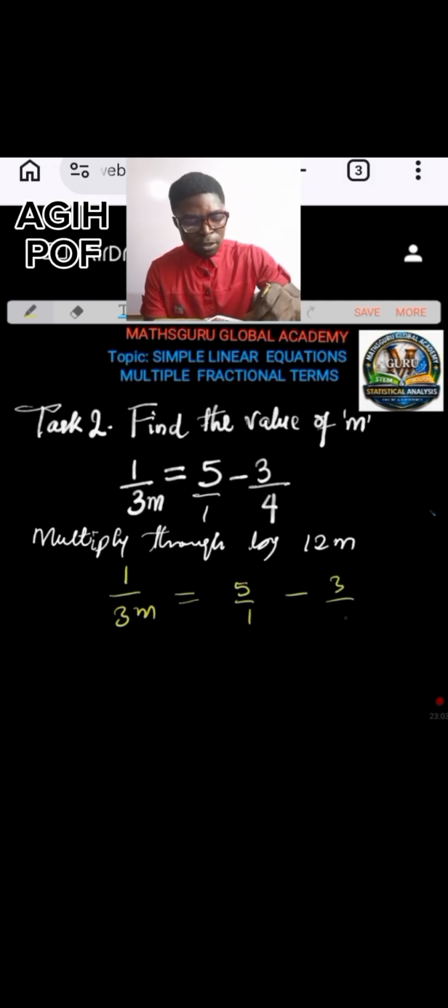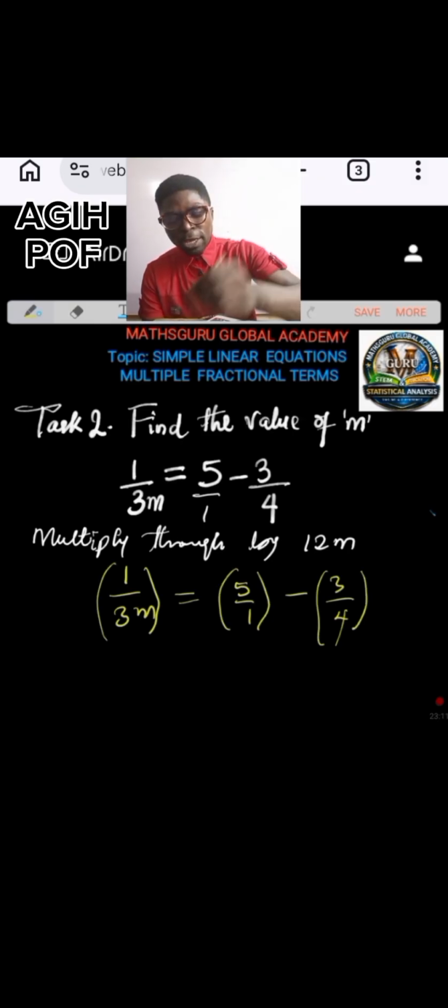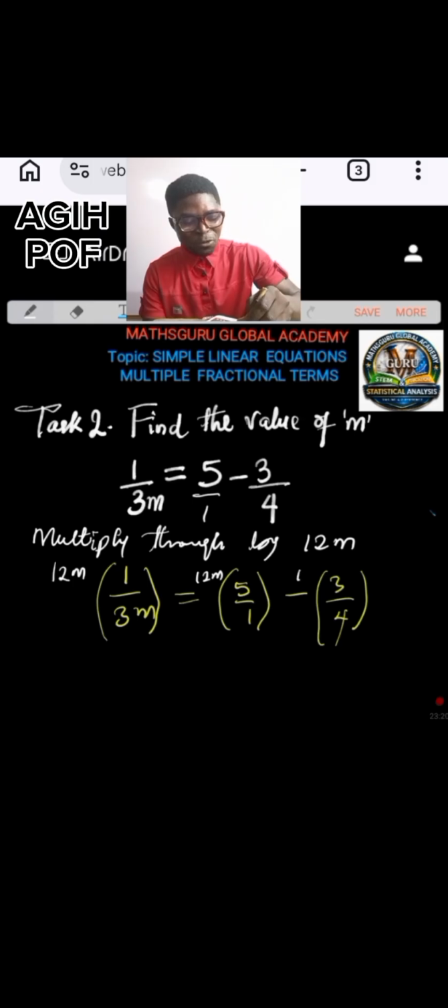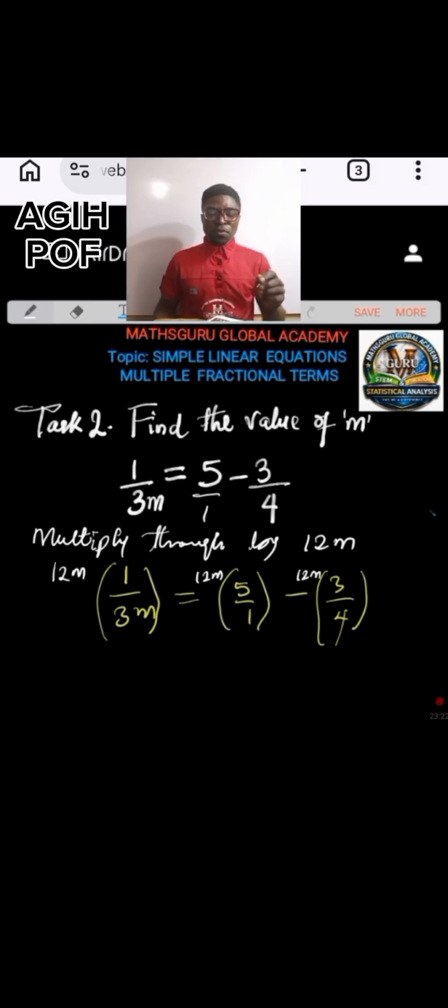Let's rewrite the expression first: 1 over 3m equals 5 over 1 minus 3 over 4. Alright, we are going to bracket all the terms we have here, and then we multiply through by 12m, each term by 12m. Good.